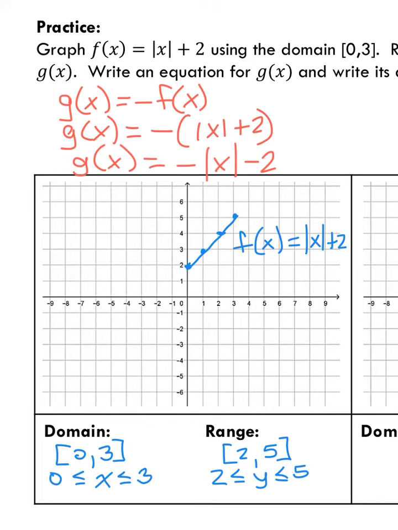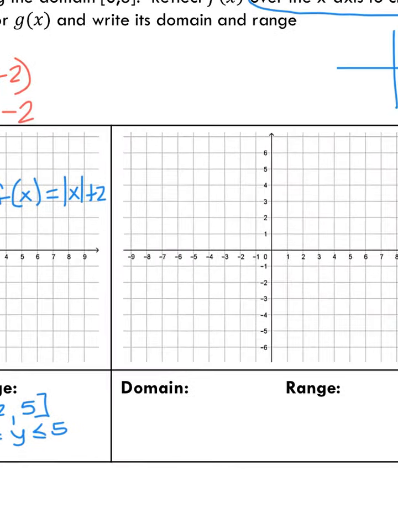Okay, so if we're reflecting over the x-axis, then this (0, 2) here is going to be down here, and they're just going to get farther and farther away, right? So I'm going to move over here. I'm going to go ahead and erase those points, but we're going to move over here to the right and go ahead and graph that.